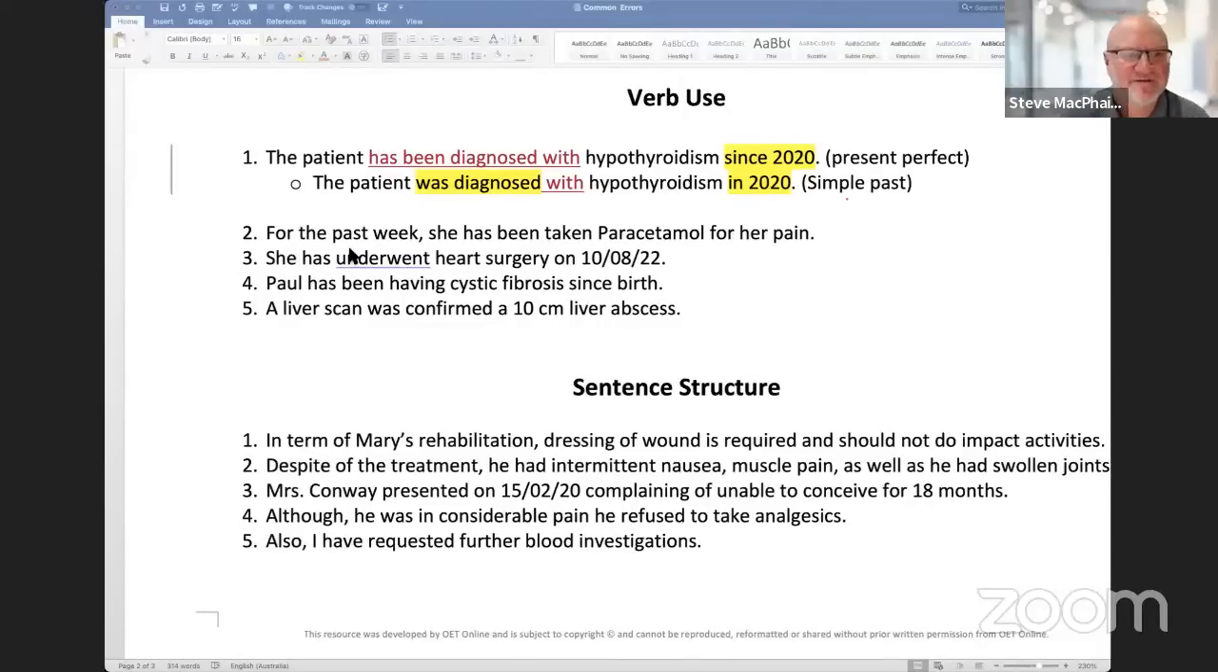Okay, number 2: for the past week, she has been taken paracetamol for her pain. For the past week, she has been taken. Ooh, that's not right, is it? For the past week, she has been taken. How do we fix it?